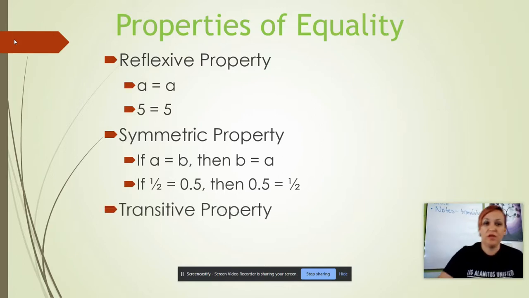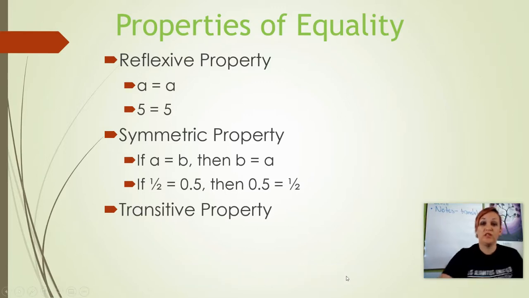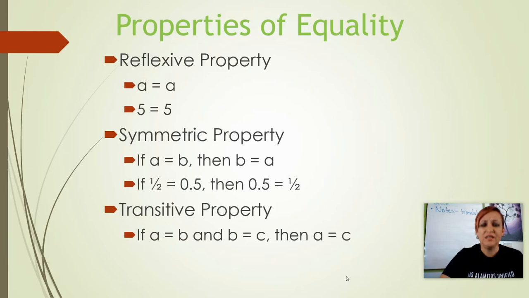Our next property is called the transitive property. The transitive property says if A is equal to B and B is equal to C, then A has to be equal to C. I like to think of this property as cutting out the middleman. Since A and C are both equal to B, we can get rid of B and just kind of smush it together and make A equal to C.